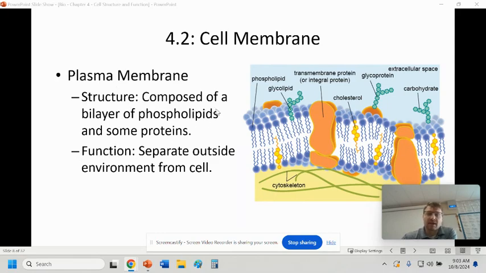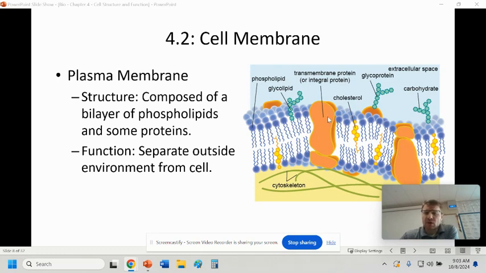So the structure here of the plasma membrane is composed of a bilayer of phospholipids. You can see this bilayer, which means there's two layers of phospholipids. Now, we talked about phospholipids a little bit when we talked about macromolecules. Remember that lipids make up the membrane. We talked about that before. And the specific lipid that makes up the membrane is called a phospholipid.